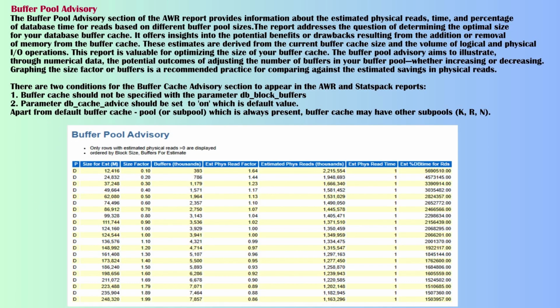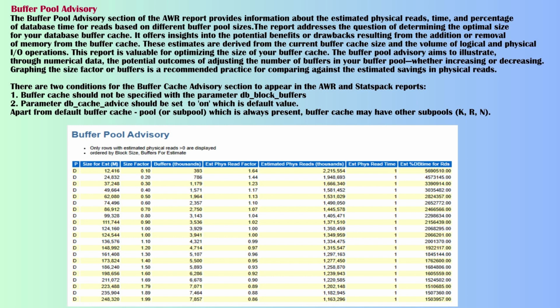Buffer Pool Advisory. The Buffer Pool Advisory section of the AWR report provides information about the estimated physical reads, time, and percentage of database time for reads based on different buffer pool sizes. The report addresses the question of determining the optimal size for your database buffer cache. It offers insights into the potential benefits or drawbacks resulting from the addition or removal of memory from the buffer cache. These estimates are derived from the current buffer cache size and the volume of logical and physical I/O operations. This report is valuable for optimizing the size of your buffer cache.